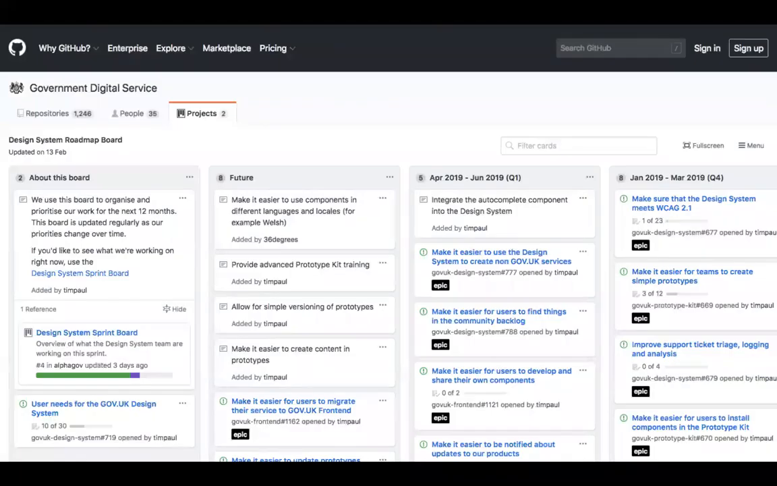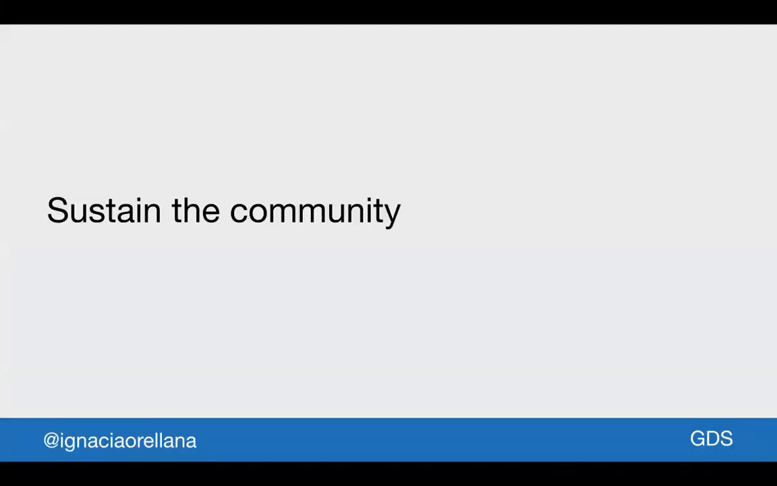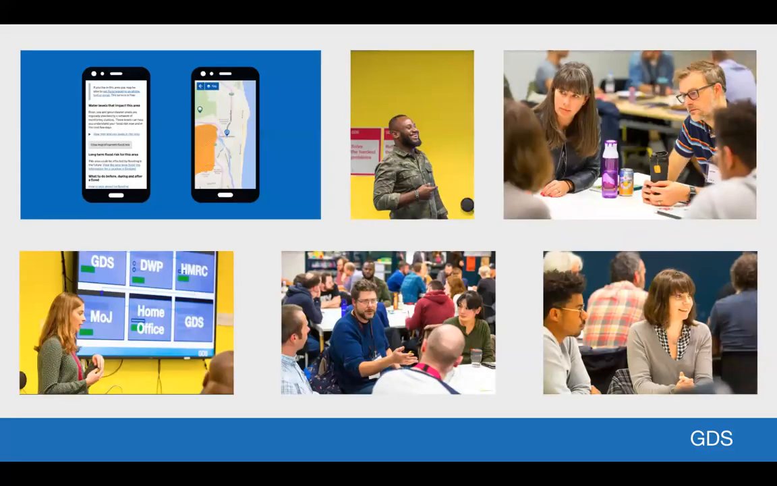And we've also made our roadmap of future work available in GitHub, so we're allowing our users to know what the team will be working on in the future. And finally, as a key aspect of the design system, we need to make sure that we're sustaining the community as well. And so we've continued engaging and working with a wider design and developer community across government.